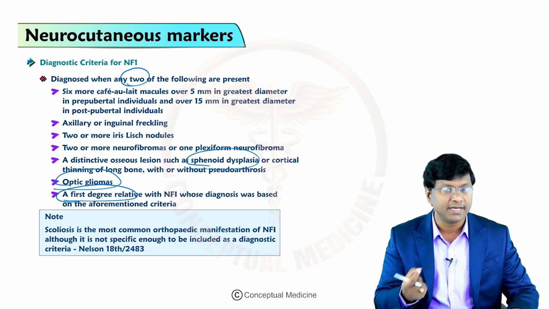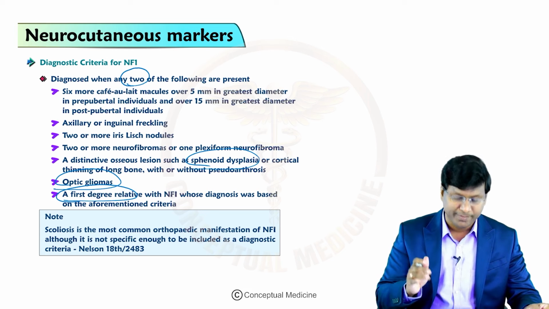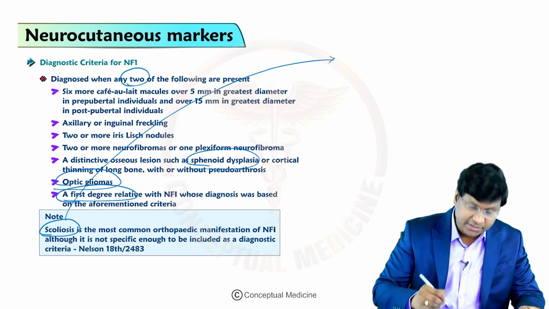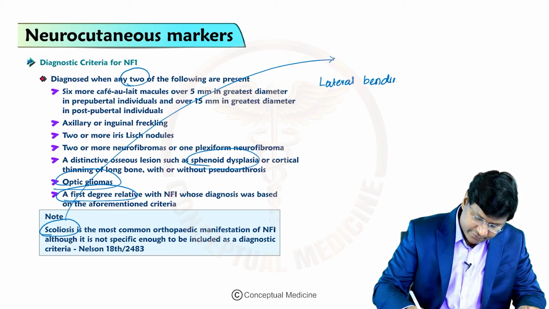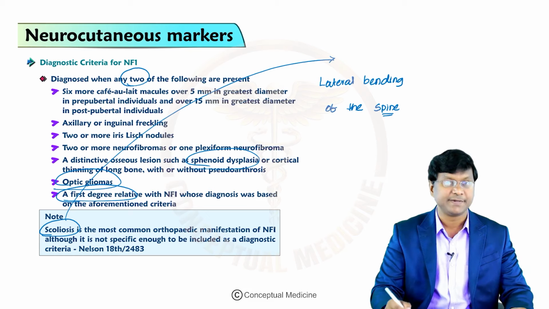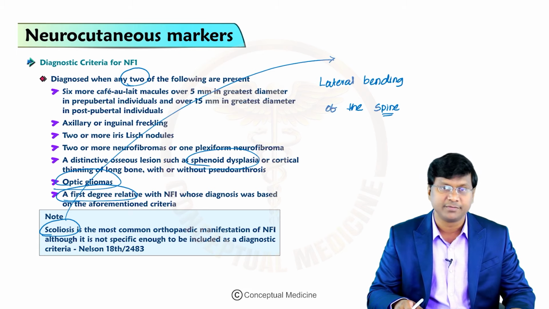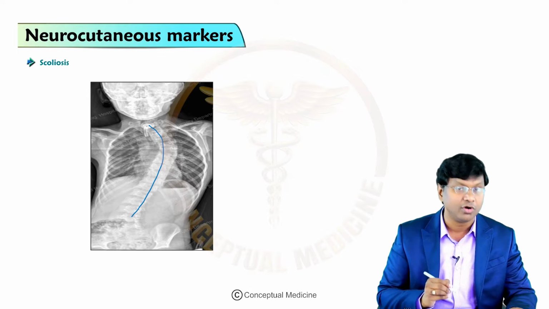And if you take the bony abnormality, I said the bowing can be there. And the most common orthopedic manifestation in neurofibromatosis type 1 is scoliosis. And this particular scoliosis is the lateral bending of the spine. That is scoliosis, and that is the most common orthopedic manifestation of neurofibromatosis type 1. So this is scoliosis, where you have the lateral bending of the spine.